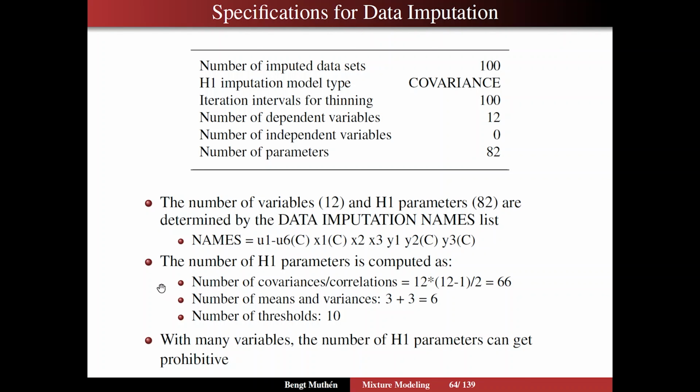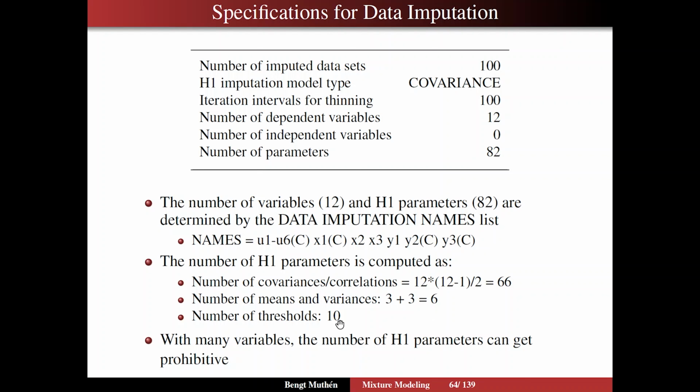It's computed as follows. You look at the number of covariances or correlations. That is the off-diagonal element in a covariance matrix. 12 times 12 minus 1 divided by 2 is 66 parameters. And the number of means and variances, well, means and variances come about from continuous variables. And how many continuous variables do we have? Well, we have x2, x3, and y1. So we have 3 such variables. So 3 means, 3 variances, adding to 6.